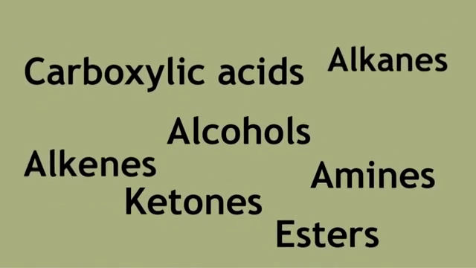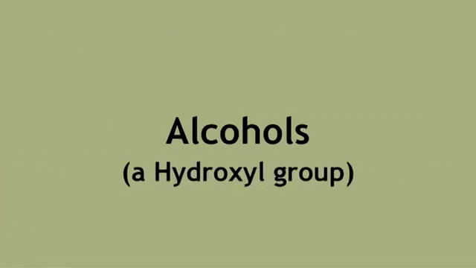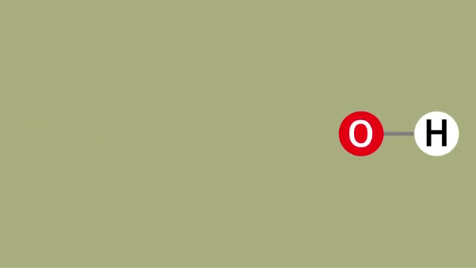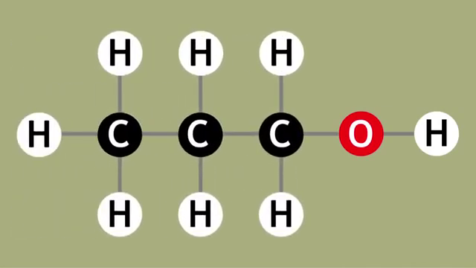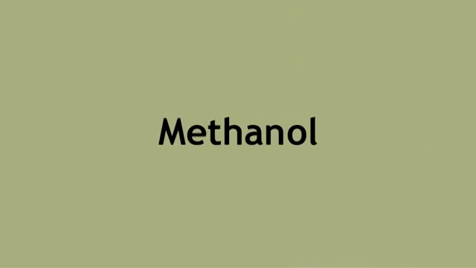You may have heard of the alcohol group. This is a hydroxyl group and is a hydrogen bonded to an oxygen, which is then covalently bonded to the rest of the molecule. This group can be attached to any of the alkanes to form alcohols, their names all ending in -ol. For example, methanol, ethanol, and propanol.